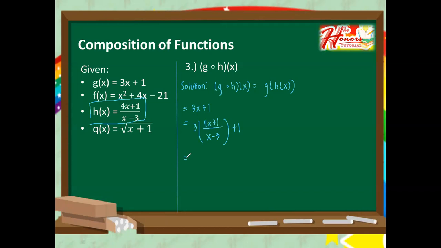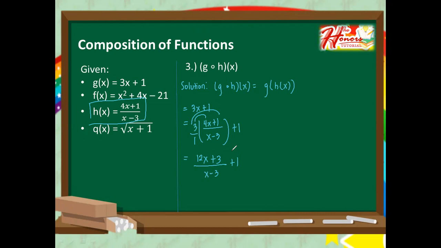Maybe you are confused. How are we going to multiply 3? Don't forget to change that into a fraction. Just put 1 in the denominator. So we have here 3 times 4x plus 1, and then for our denominator, that is 1 times x minus 3. So 3 times 4x, that is 12x. 3 times 1, that is positive 3. And then for our denominator, just copy x minus 3 and then plus 1.